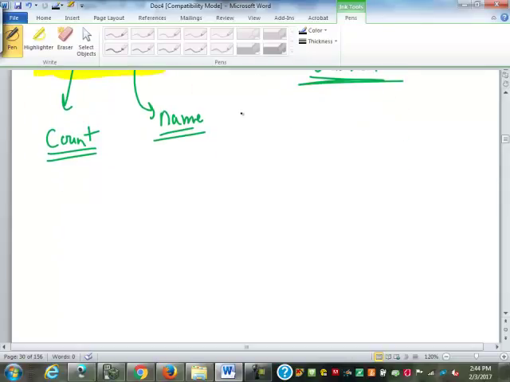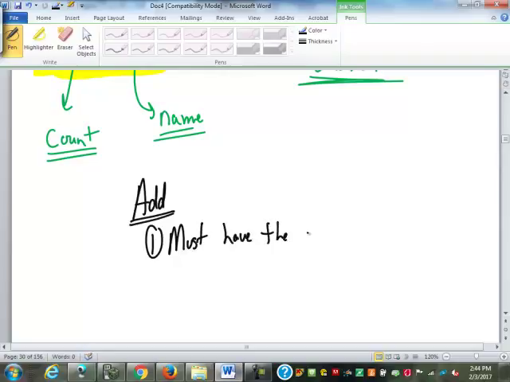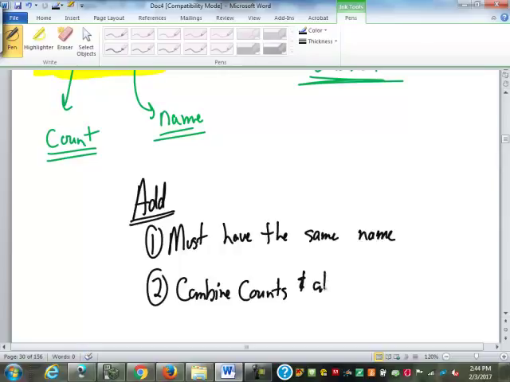So a little bit of a review, when we add numbers, we first of all must have the same name. And then when we go to add them, we combine the counts. We're adding, so we combine the counts with addition. And we also combine the names.